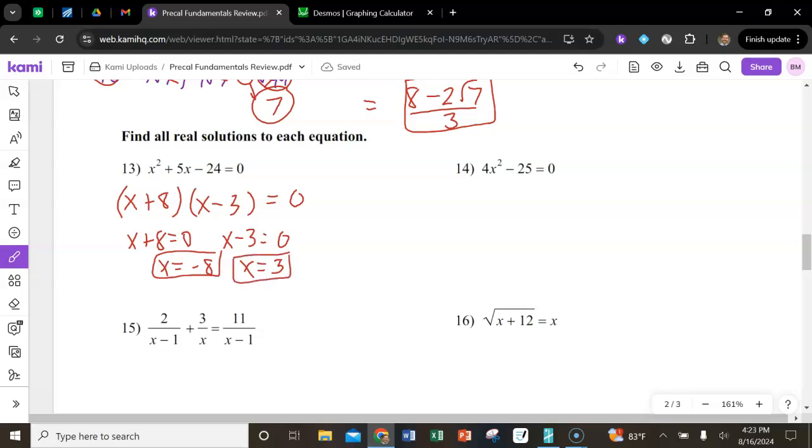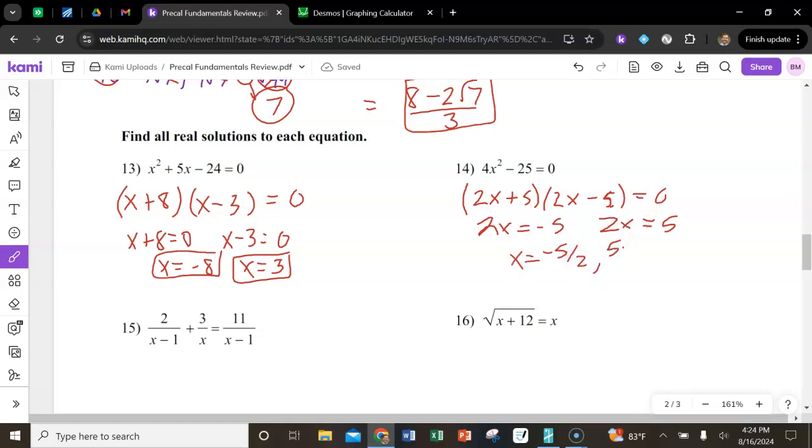Kind of the same thing with number 14. I would factor that into 2x plus 5 and 2x minus 5. And then I can set each of those equal to 0, and I would get essentially 2x equals negative 5, skipping a step here, 2x equals positive 5, divide by 2, x equals negative 5 over 2, and if I divide by 2 here, x equals positive 5 over 2.